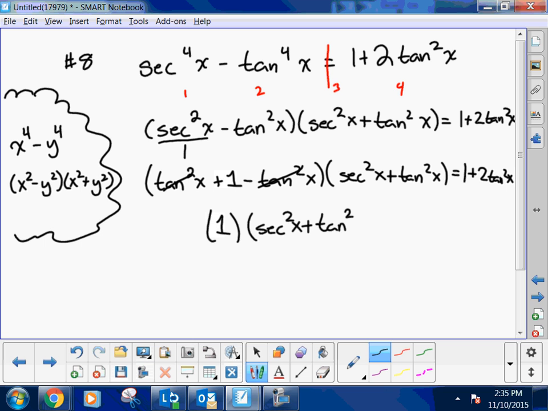Now, when you get to this stage, this is when looking at the right-hand side of the equation becomes helpful. Because now I have an option again of either substituting the secant squared x or the tangent. But look at the right side. Notice how the right is in tangents.